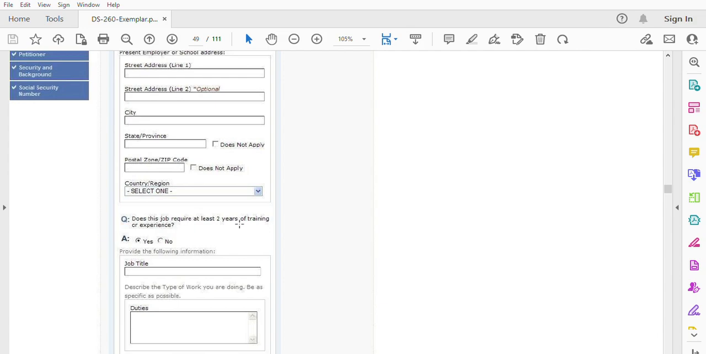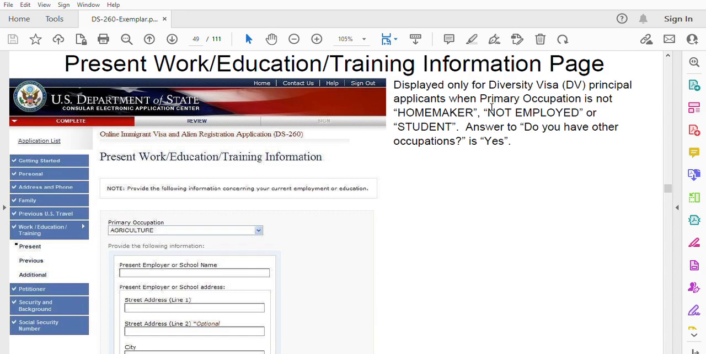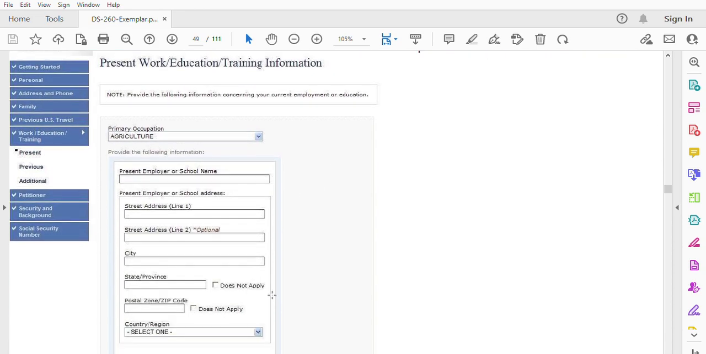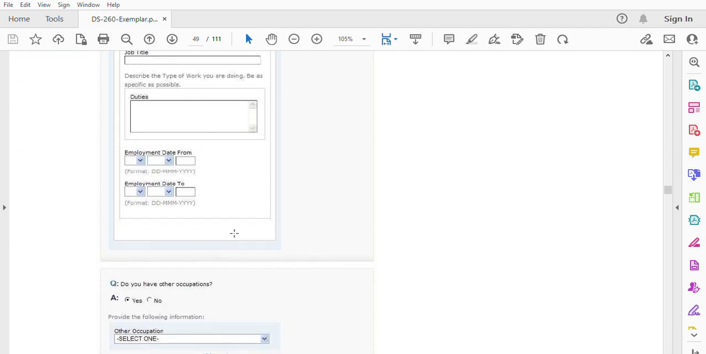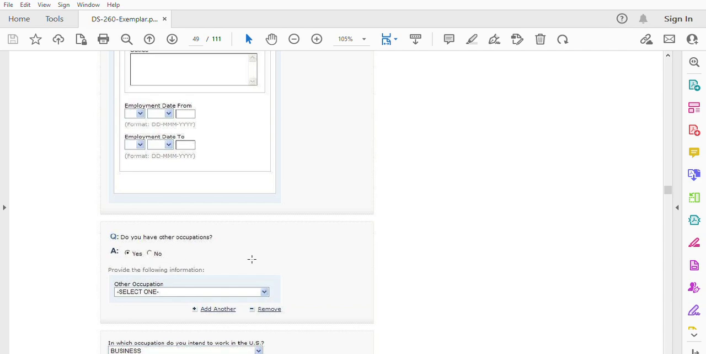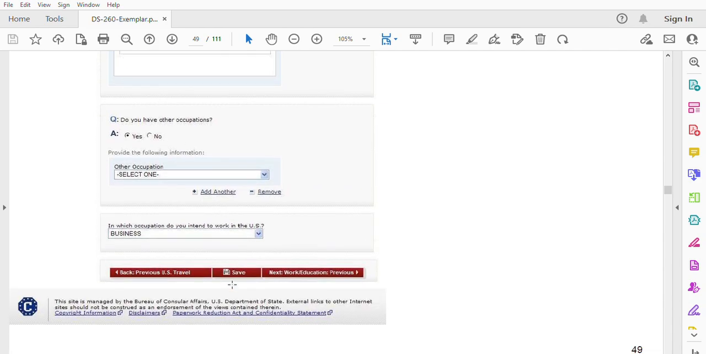Does this job require at least 2 years of training or experience? This one is displayed only for the diversity DV principal applicant when the primary occupation is not homemaker, not employed, or student, and the answer to do you have other occupation is yes. This is where you answer, and you find all this information right here. So, do you have another occupation? If you say yes, you're going to select one again and answer the same questions.